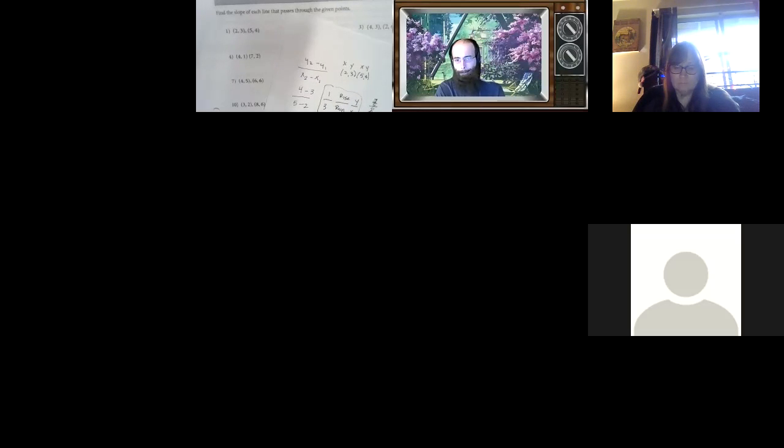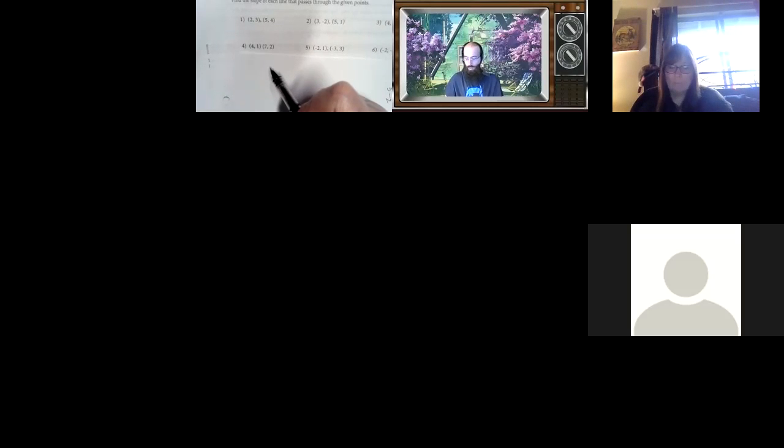All right, let's try another one of these. Let's do some positives first, and then we'll move into negatives. So let's try number 4: (4, 1) and (7, 2). And again, we're looking at X, Y. This one is X1, Y1. The second is X2, Y2.